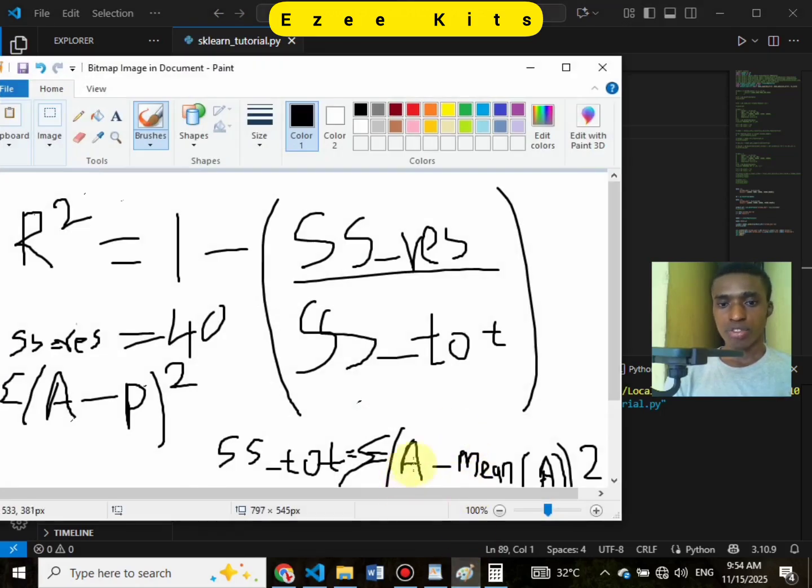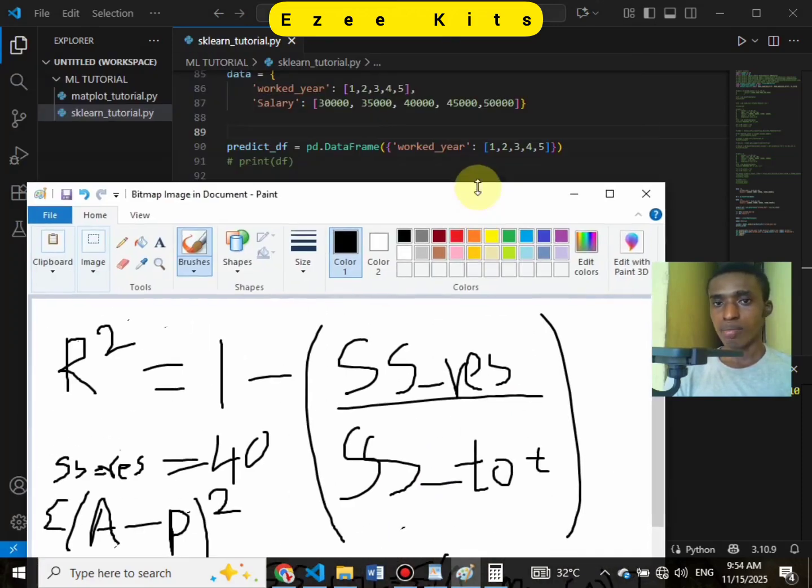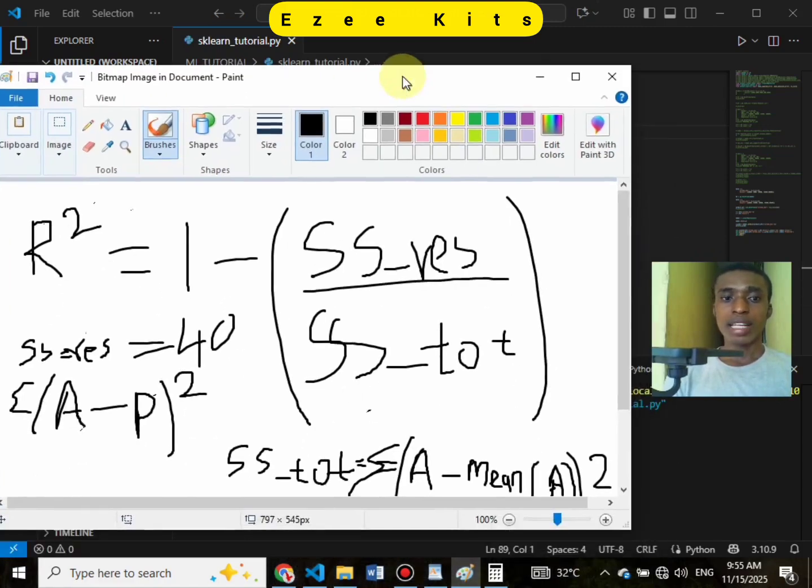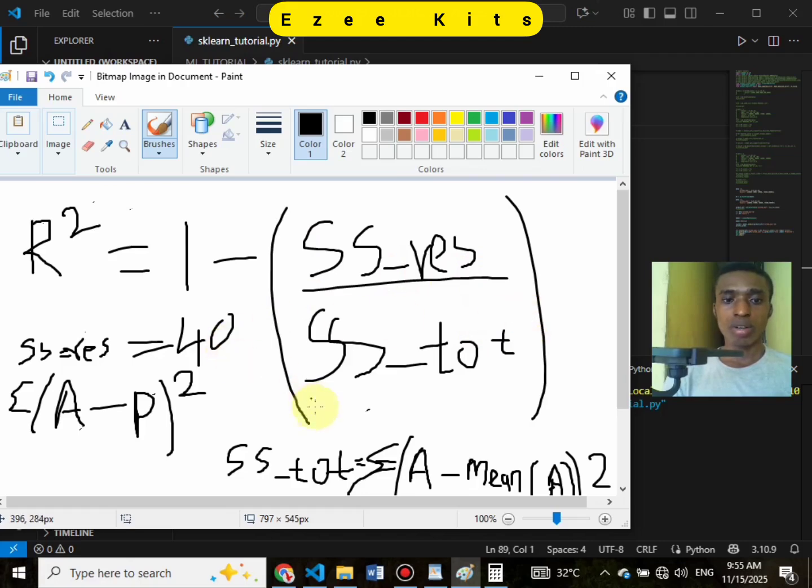After that, the actual minus the mean. So it's going to be 30,000 minus the mean. Let's assume the mean was something like 40,000. So it's going to be 30,000 minus 40,000, where 40,000 is the mean of the actual. Then 35,000 minus the mean. So it's going to do all that. Then after that, let's assume that the denominator ended up becoming something like 20. Let's assume it was 20. So it's going to be 1 minus 40 divided by 20.